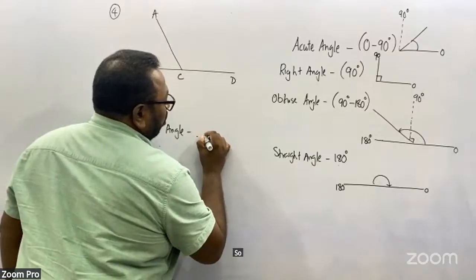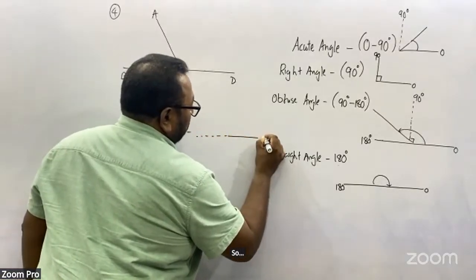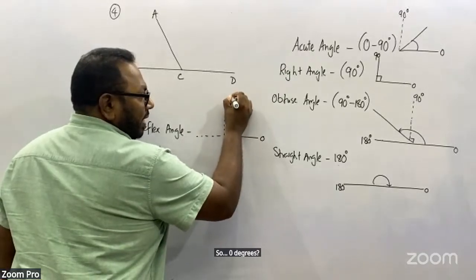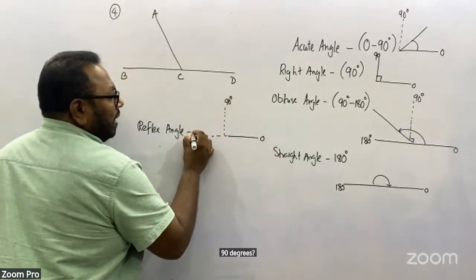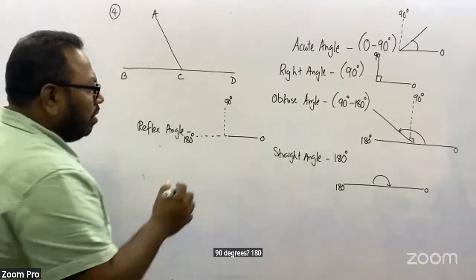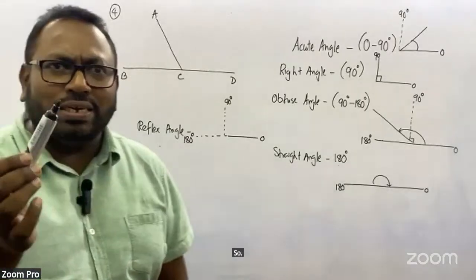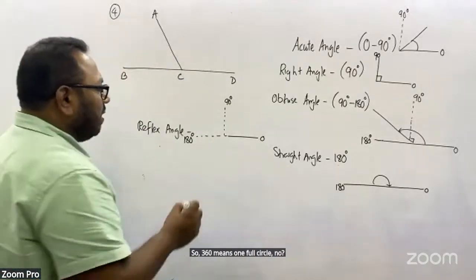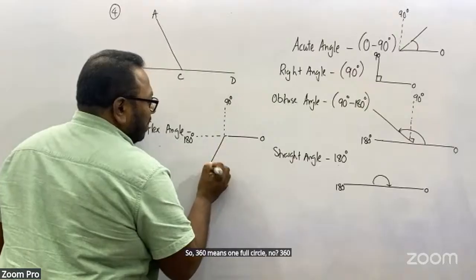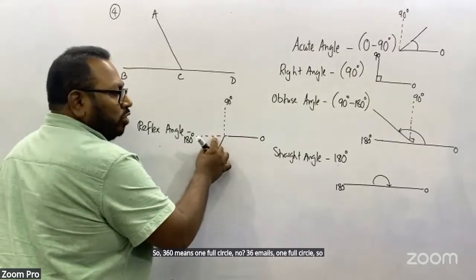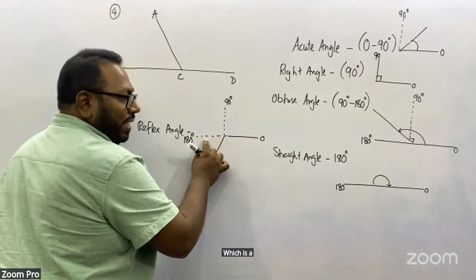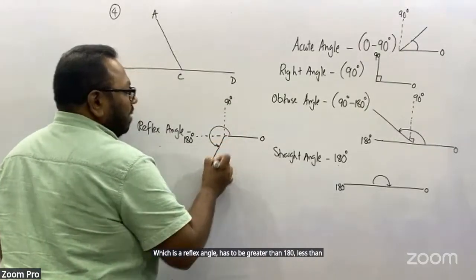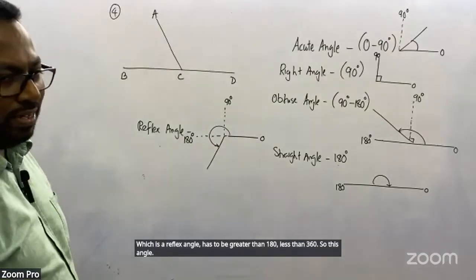So 0 degrees, 90 degrees, 180 degrees. So 360 means one full circle, no? 360 means one full circle. So your angle, which is a reflex angle, has to be greater than 180, less than 360. So this angle becomes your reflex angle.